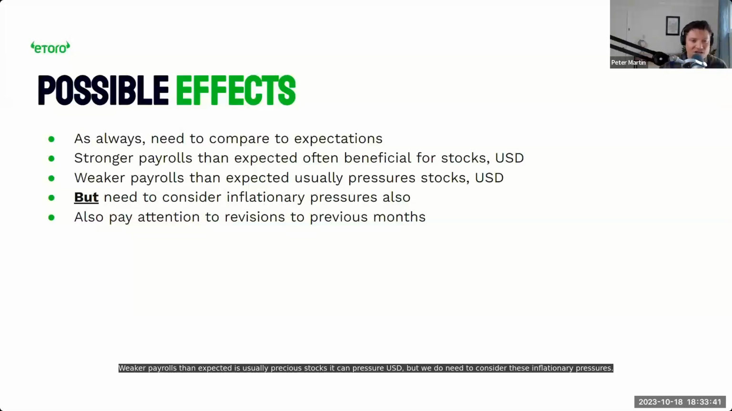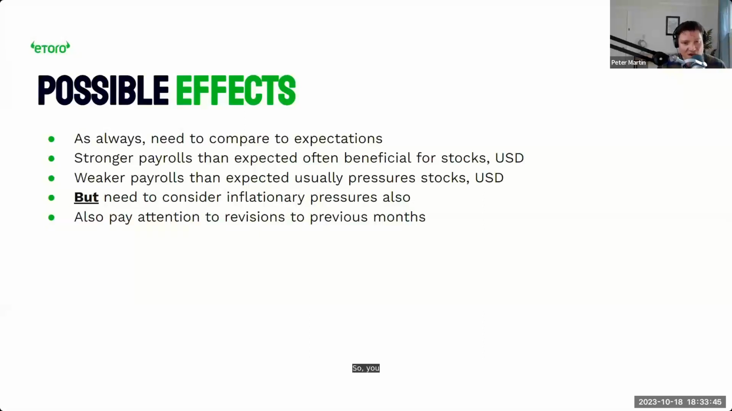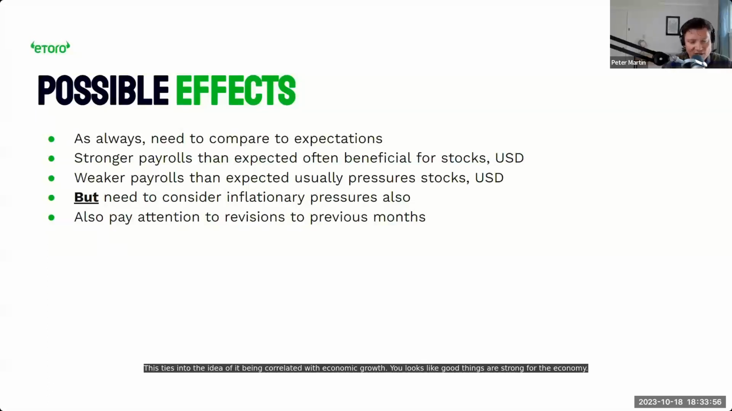It can pressure the USD, but we do need to consider these inflationary pressures. So if it's stronger than expected, this ties into the idea of it being correlated with economic growth. It looks like good things are strong for the economy. Companies are probably going to be doing well. It has an implication for what their profits might be, or how easy they're going to find it to do well in business. But tied in with that, if the economy grows too strongly, one of the things that can happen is that prices rise. If prices rise, then we get inflation. And if the Fed responds by tightening, that can have a constraining effect. So we need to factor this in with our judgment.